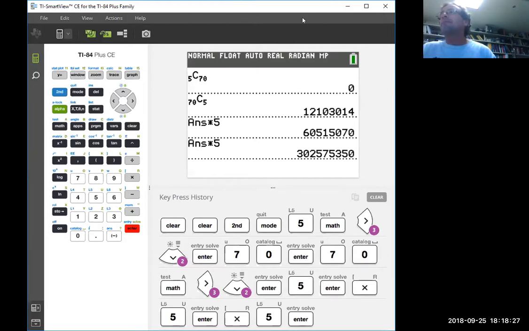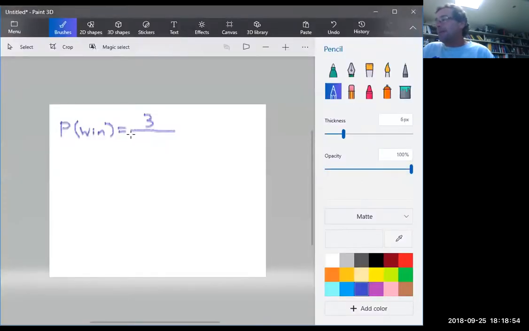So I'm going to write that down because I certainly don't want to memorize that number. 302,575,350. Okay. And now I'm going to go back and I can put that number in. So it's going to take a while because it's a big number. 302,575,350.